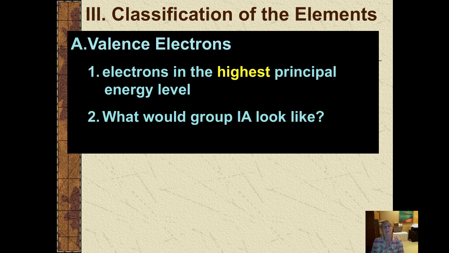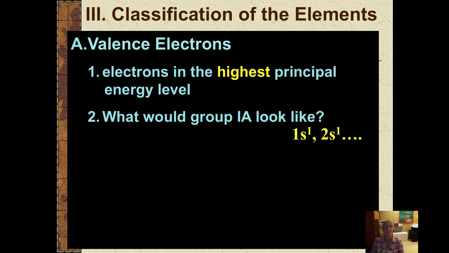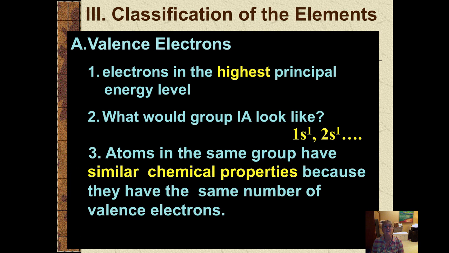Now we've learned that the valence electrons are those electrons in the highest principal energy level. If you are in group 1A, all of your outermost electrons end in something, something, something, s1. So you'll only have one outermost electron, and it will be in the s orbital. Atoms in the same group or family have similar chemical properties because they have the same number of valence electrons. They don't have the same total number of electrons, just the same number in that outermost ring.